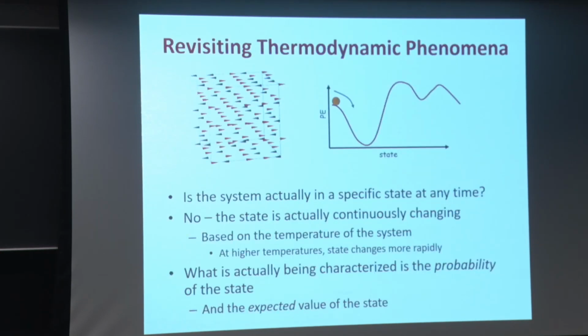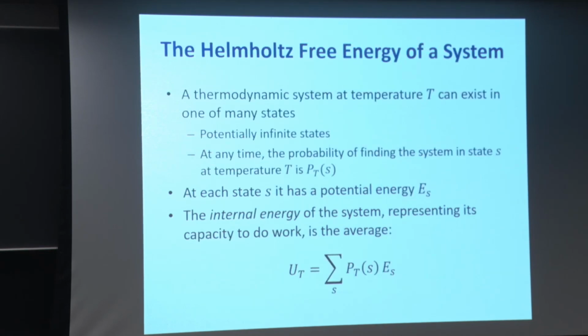Now, revisiting this thermodynamic phenomenon, is the system actually in any specific state at any time? Not really. The system is continuously evolving. You set it in some state, and because of the temperature, it's always changing, but it's more likely to go into a lower energy state than into a higher energy state, right? So what the energy is really characterizing is the probability of the state. It's also characterizing the expected value of the state.